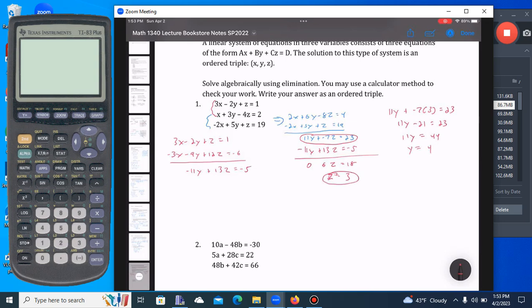So this is your z, this is your y. Now that we have that, we find an equation for x. I'm just going to use the middle one since x is by itself. Actually, I'm going to solve it for x. So x equals 2 minus 3y plus 4z. Now we plug in what we have for y and z. So 2 minus 3 times 4 plus 4 times 3. 2 minus 12 plus 12 gives me 2. X equals 2.